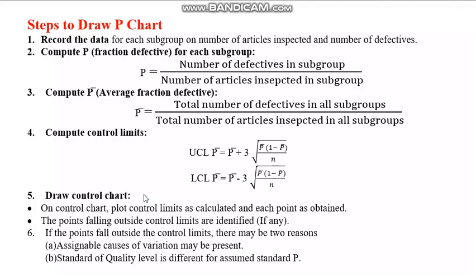Next, if the points fall outside the control limits, there may be two reasons. Assignable causes of variation may be present, or the standard quality level is different from the assumed standard fraction defective. So the assumed standard defective can be changed to bring it within the control limits. But anyway, you have to see how stringent quality measures you want to adopt. Anyway, this is how you draw the p chart.